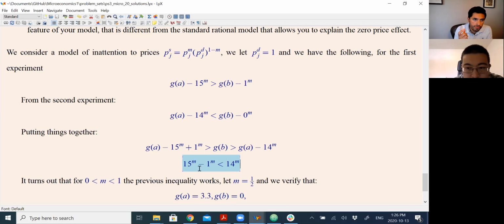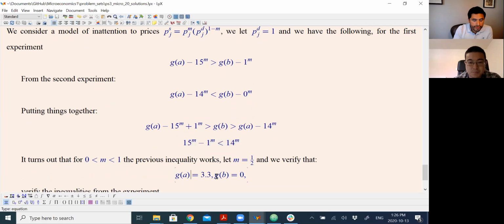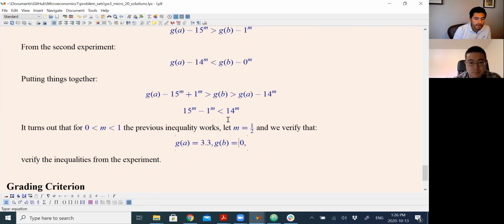I'm going to show you by means of one example. That's the only thing I need. So m is equal to 1/2, say half attention. Then I verify that for these numbers, g_A equal to 3.3 and g_B equal to 0 — of course, I used software to find these numbers easily — you can easily verify these three inequalities. And then I have that in the first experiment, A is picked over B.